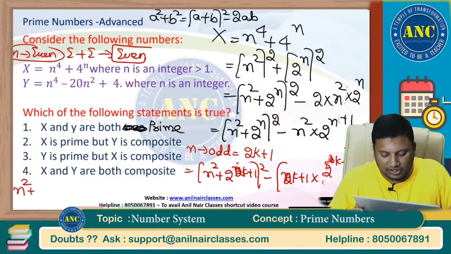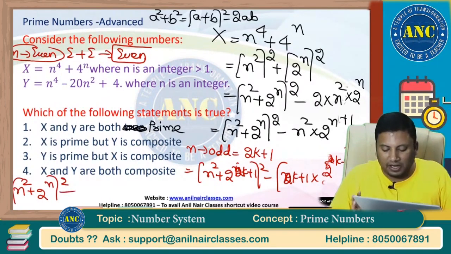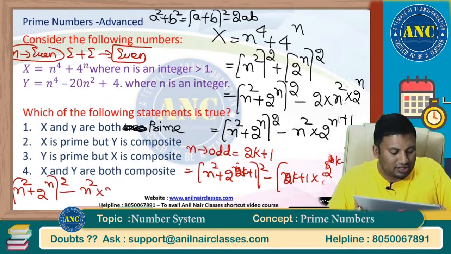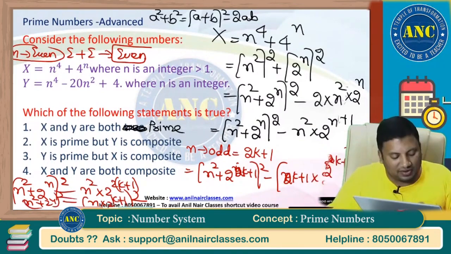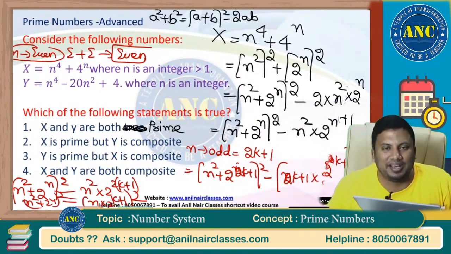N square plus 2 power n whole square, just n is replaced by 2k plus 1. N square into 2 power 2k plus 1 plus 1, it is 2 into 2k plus 1. This is n into 2 power k plus 1 whole square, n square plus 2 power n whole square. A square minus b square is a plus b into a minus b.